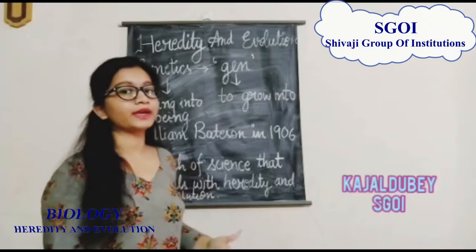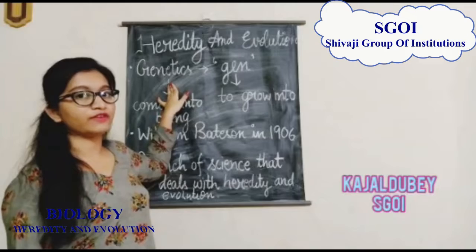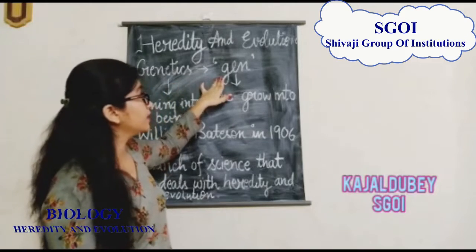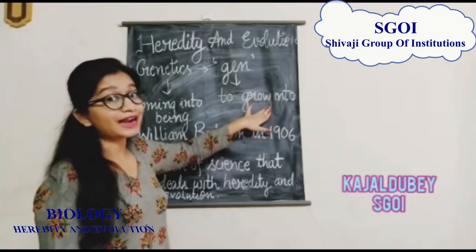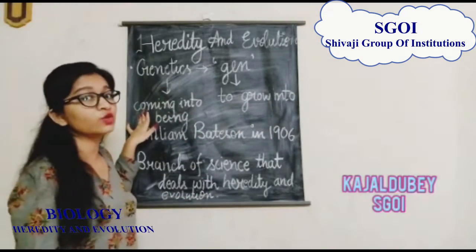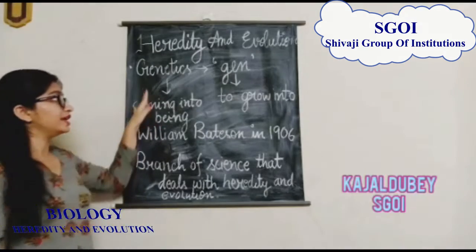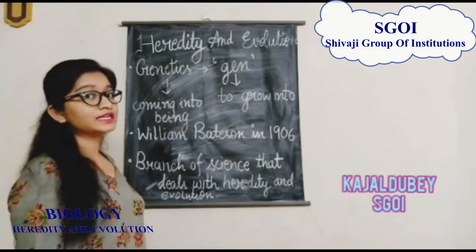Now the next topic is genetics. The word genetics was derived from the Greek word gen. The Greek word gen means to grow into. That is why genetics is the science of coming into being. The word genetics was given by William Bateson in 1906.